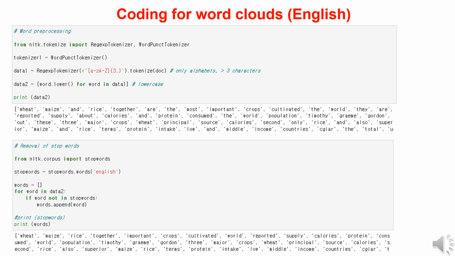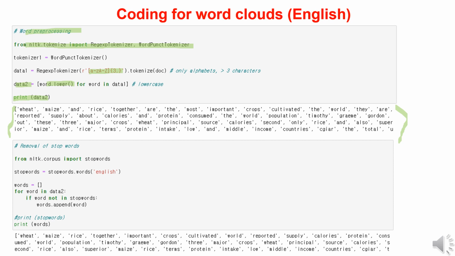Next, we'll perform the text pre-processing steps. As explained in the previous text pre-processing video, we'll utilize the text pre-processing library provided by NLTK. In this case, we'll remove anything other than alphabets and extract only words with 3 or more characters. Then, we'll convert all the words to lowercase using the lower command and store them in the data2 variable. Printing data2 will reveal words consisting of lowercase alphabets with 3 or more characters.